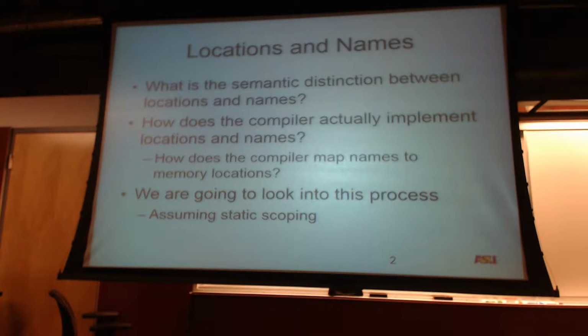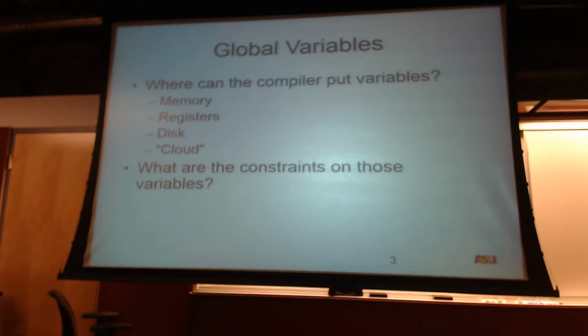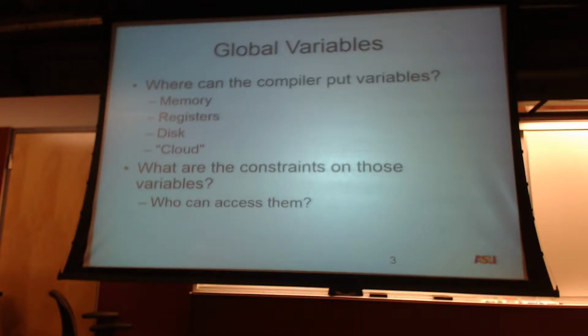So the first thing that we know is global variables. So where can the compilers put global variables? We know the answer to this. Where do they put them? In some memory, right? RAM. So you can put them in RAM memory. You can put them in registers. You can put them in disk, cloud. Many different options are there. What are the constraints on those variables? We have access constraints, who can access them, who can't access them. We specifically mention all those things, right?